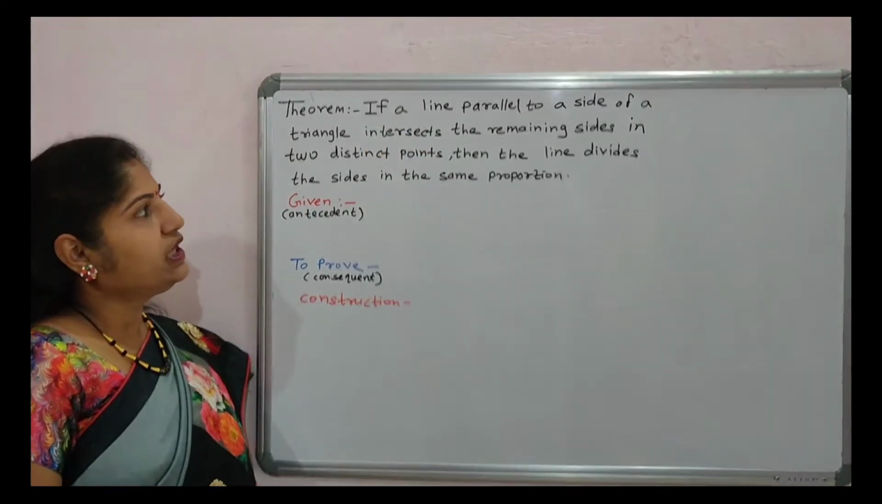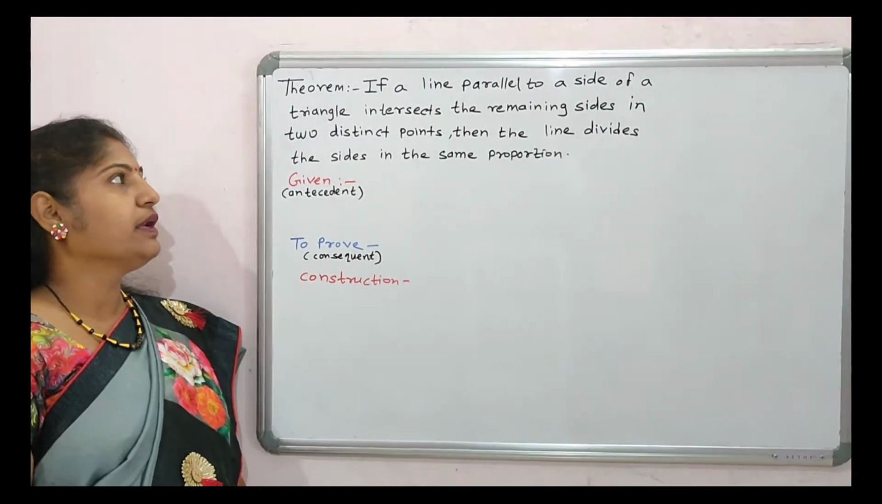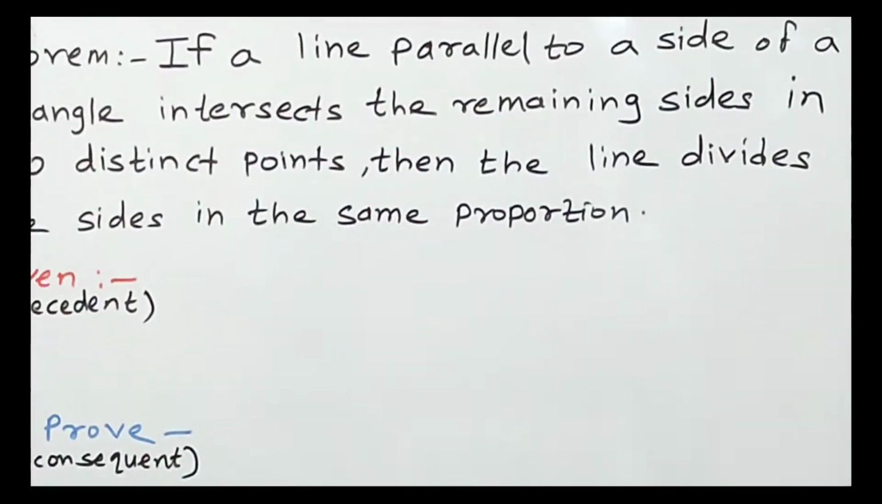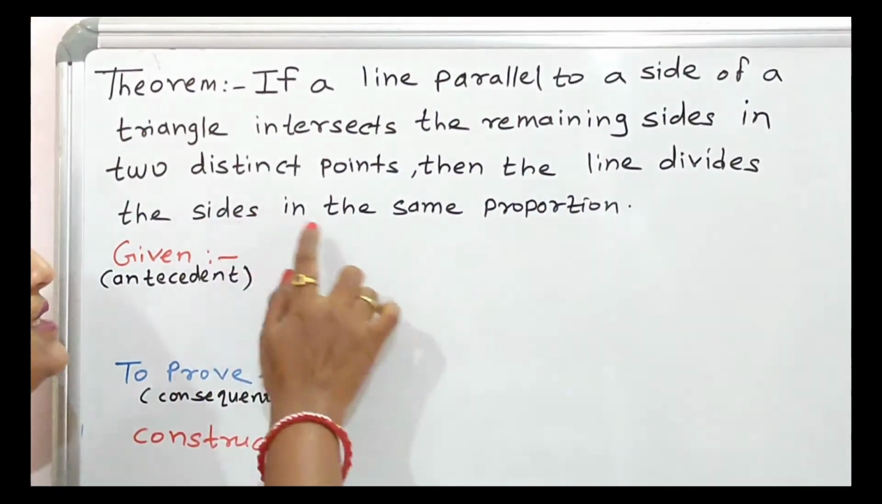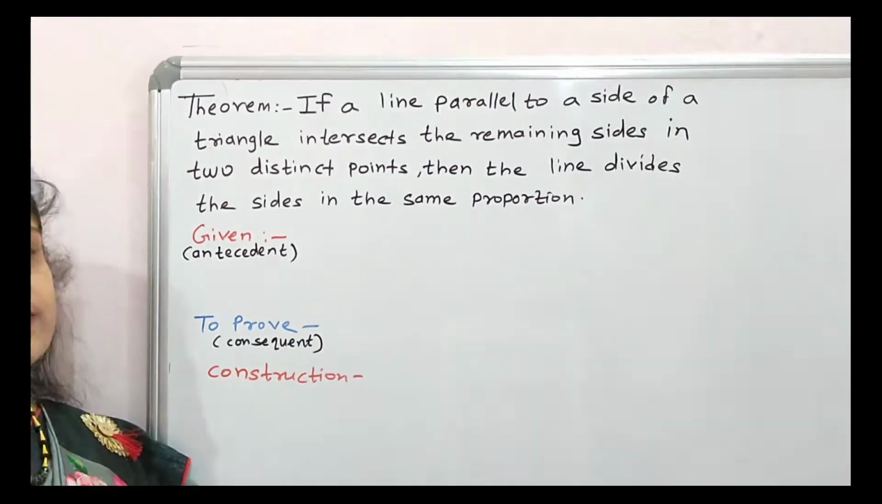The statement is, if a line parallel to a side of a triangle intersects the remaining sides in two distinct points, then the line divides the sides in the same proportion. Now we prove this theorem.